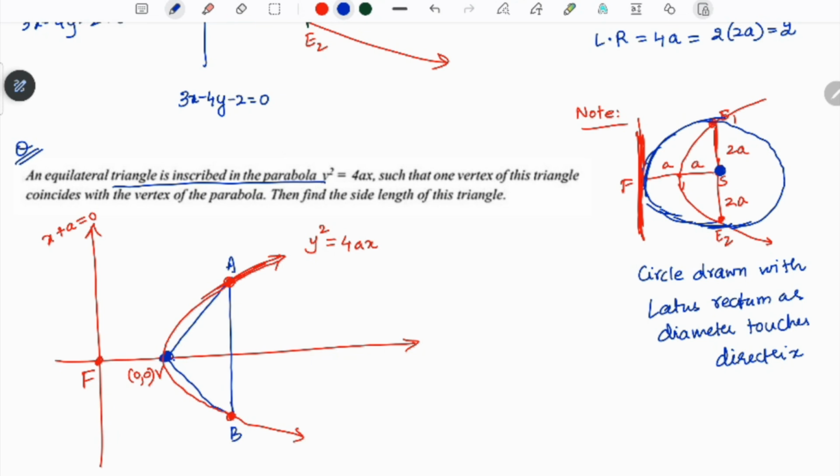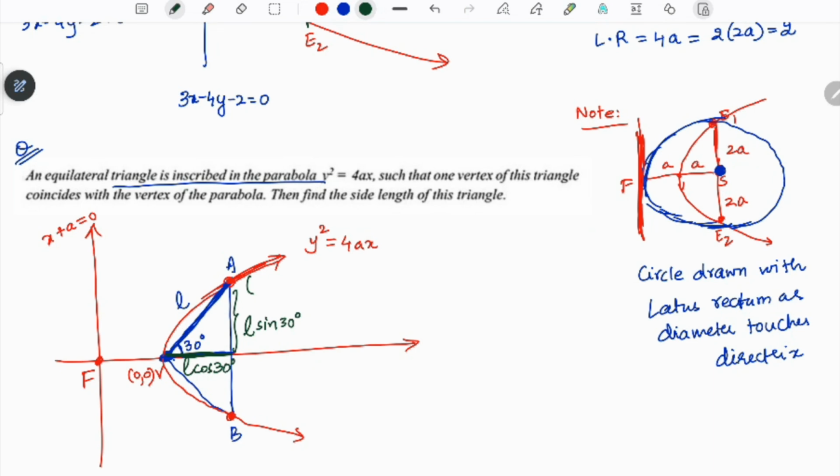Then find the side length of this triangle. How to find the side length? Side length means what? AB, no? The AB length we have to find. So let me call the side length some L, the side length of the equilateral triangle. This angle is how much? Total angle 60, that means this is 30 degrees. So that means this distance will be what? That is L cos 30, the horizontal component. This is the vertical component, L sin 30. Okay, that means the A coordinates will be what?